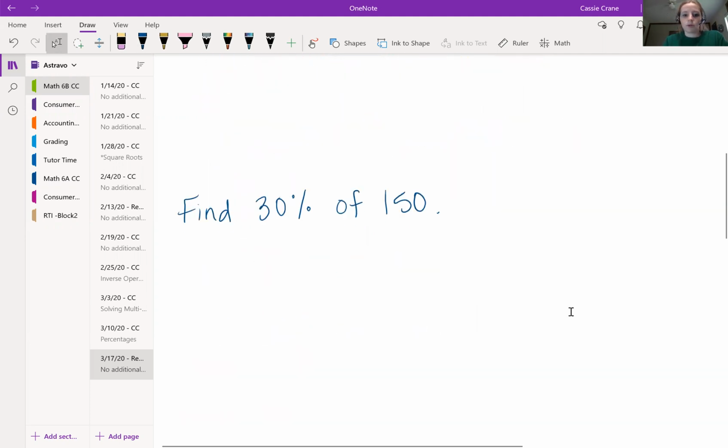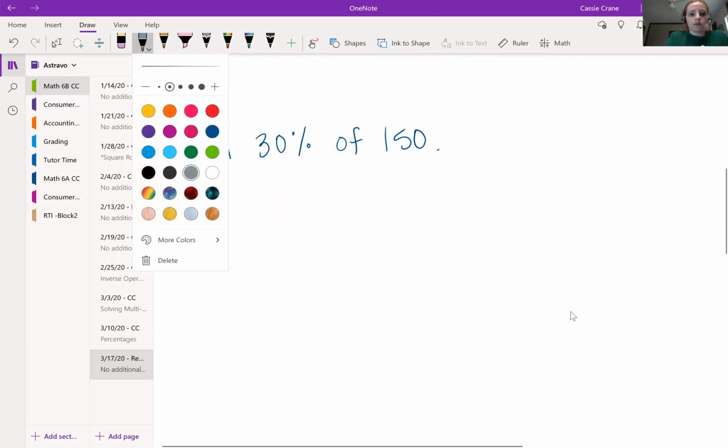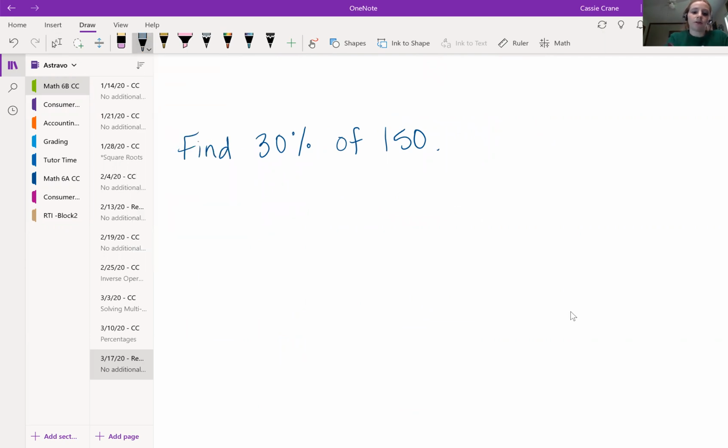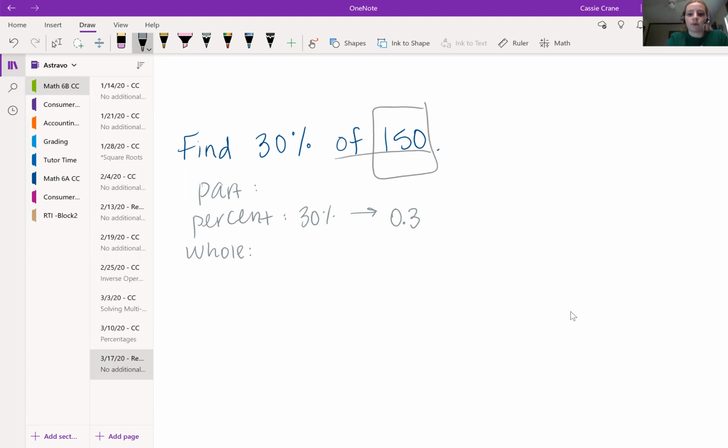So let's do one more like that. This one says find 30% of 150. So part, percent, whole. Again, the first thing it tells us is 30%, so that's my percent. But I'm going to rewrite it as a decimal, so divide by 100 or move the decimal point. 0.30 or just 0.3. Of 150 tells me that 150 is my whole, so I'm going to put that here. And again, I don't know the part, so I'm going to call that X.